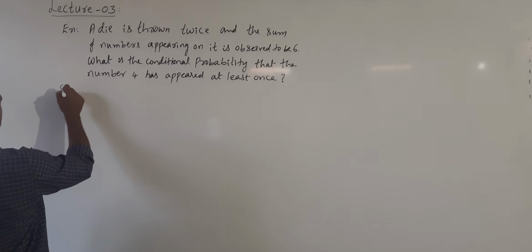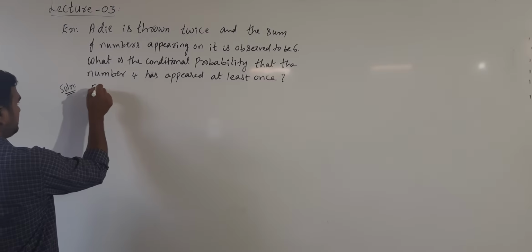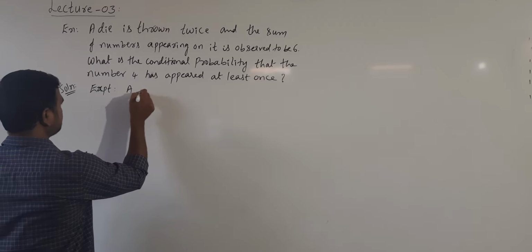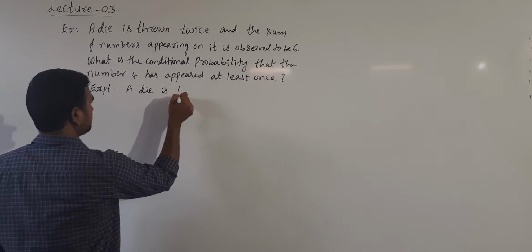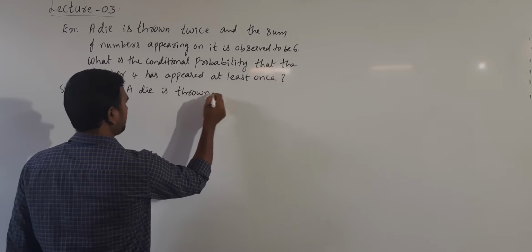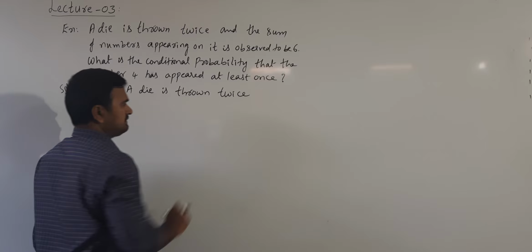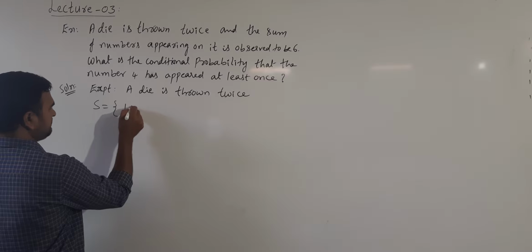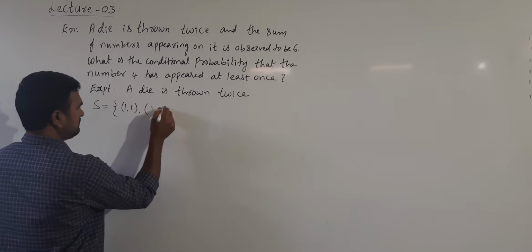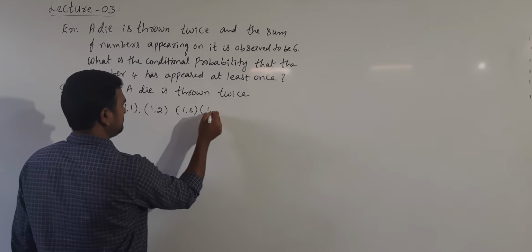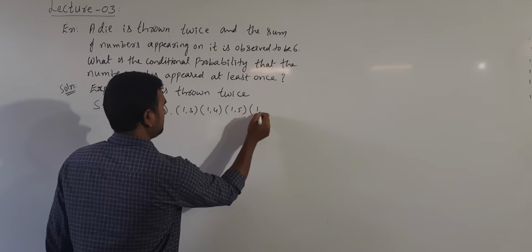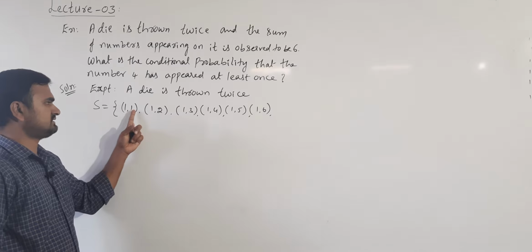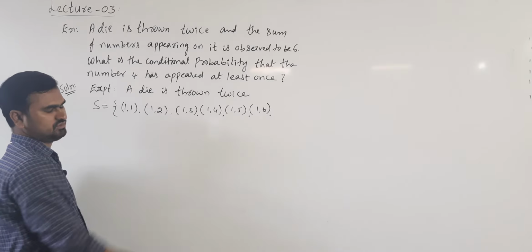So let us write the experiment first. What is the experiment here? A die is thrown twice. Now, die is thrown twice means we can write the sample space here. What is the sample space? Result on first die, result on second die. Maybe it is 1 1, 1 2, 1 3 up to 1 6.